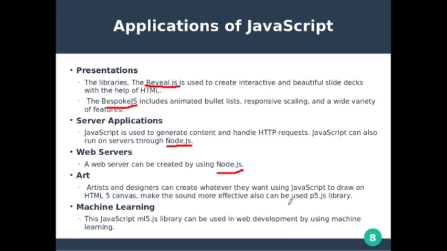Some artists and designers can create whatever they want using JavaScript to draw on the HTML5 canvas. There is another library for this, p5.js, so artists and designers can draw anything on the HTML5 canvas using p5.js. And in machine learning, what do we use in JavaScript? There is a library called ML5.js, which is the library for web development using machine learning.